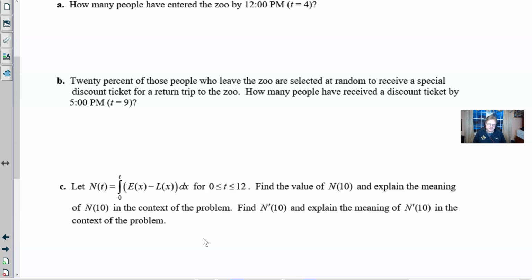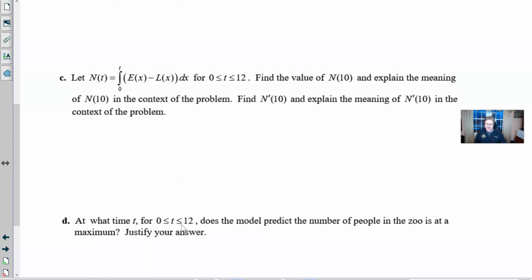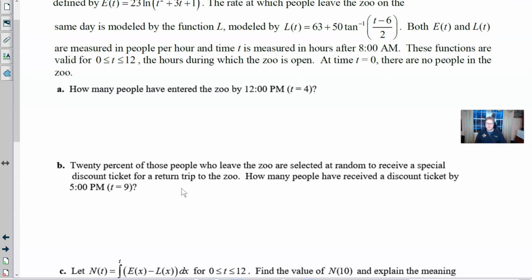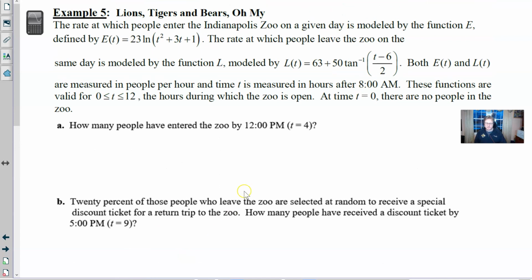Find the value of N of 10 and explain the meaning of N of 10 in the context. And find N prime of 10 and explain its meaning in the context. And finally, at what time t between 0 and 12 does the model predict the number of people in the zoo is at a maximum? Justify your answer. So you see 4 really common parts to this free response question.